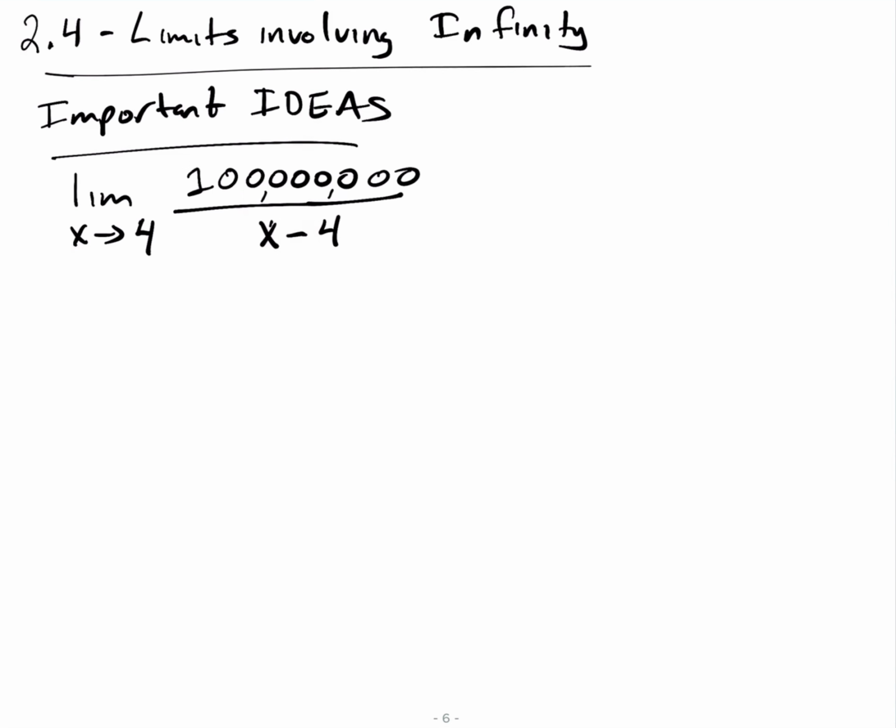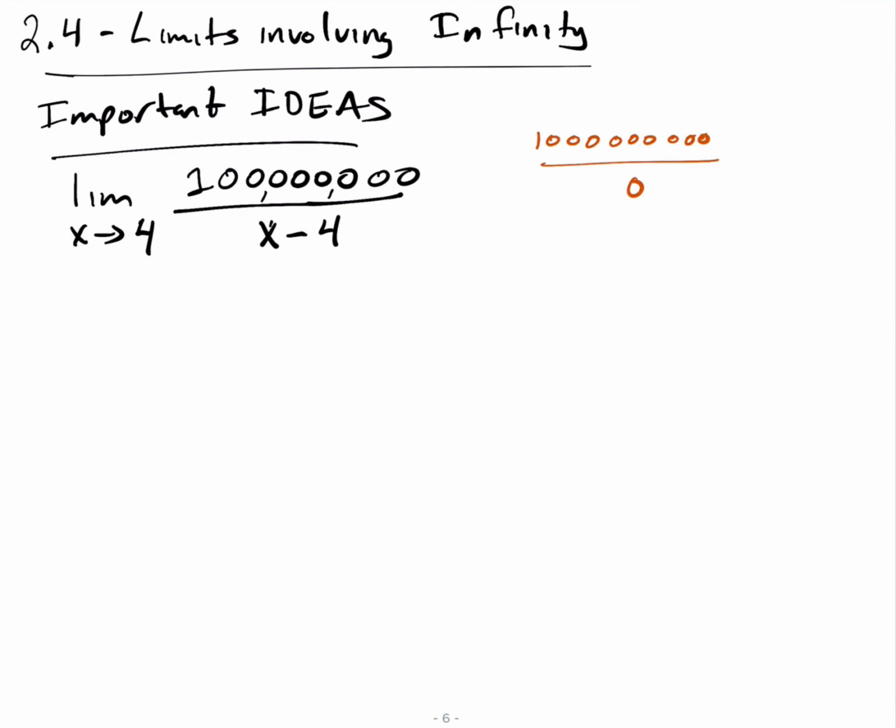Now, I plug in 4. I start this off no different than I have been doing, except maybe I put too many zeros here, but oh well. So what do I get? 100 million divided by zero. Okay.